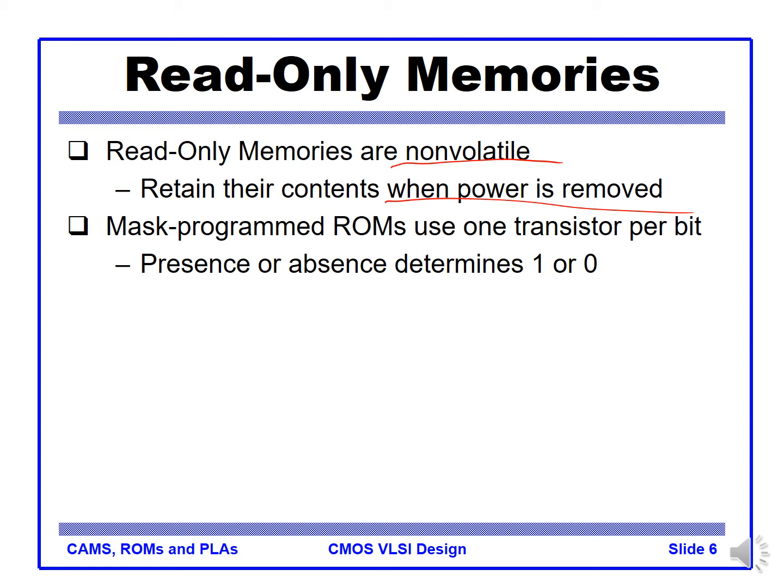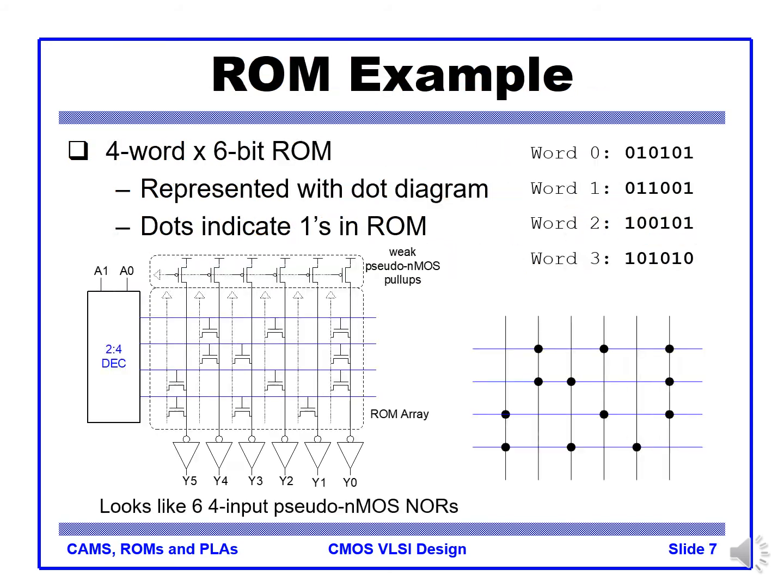So the simple structure we can use is a mask programmed ROM. They use one transistor to represent one bit. So if there is a transistor there, depending on whether the transistor is connected or not, we can represent the 1 or 0. We will show that structure in the following slides.